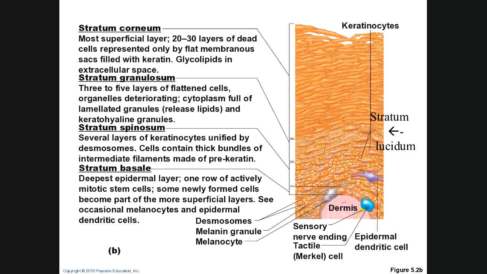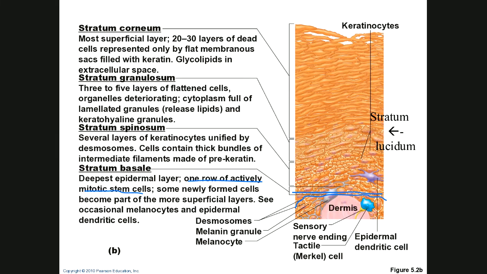These are the layers. This picture is drawn kind of oddly. The stratum basale, they show a layer across here, and then have the dermis. You would have the dermis actually coming up to that stratum basale. So it's just one row of actively mitotic stem cells.